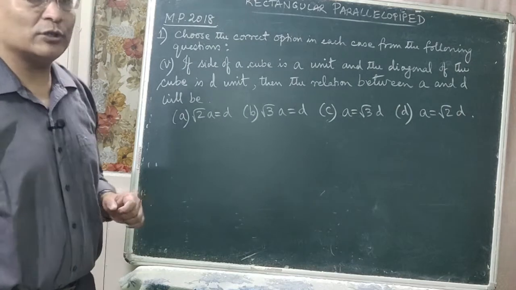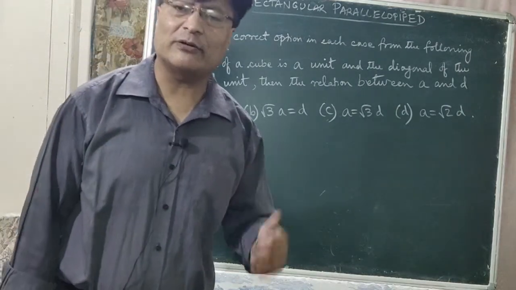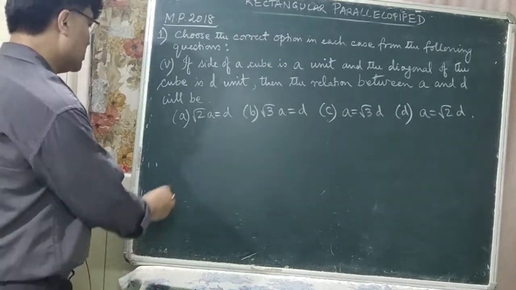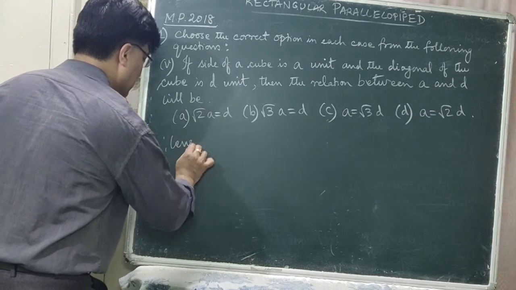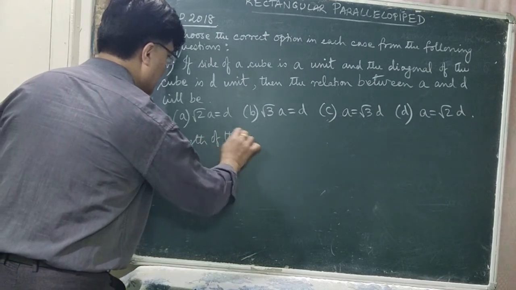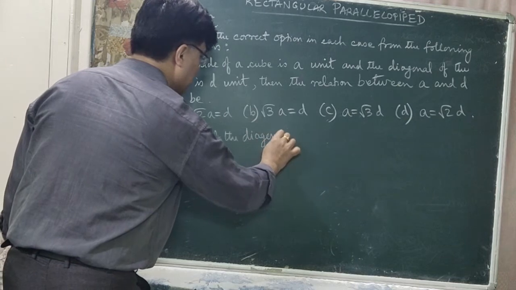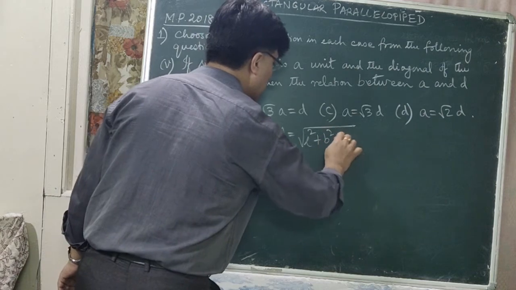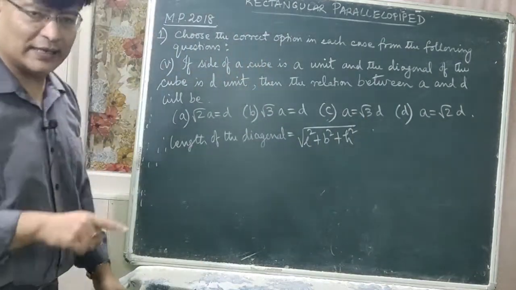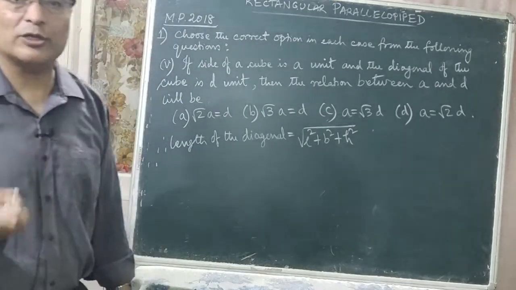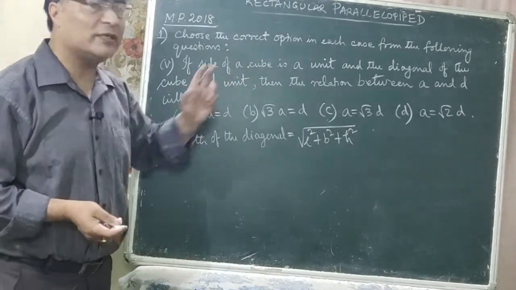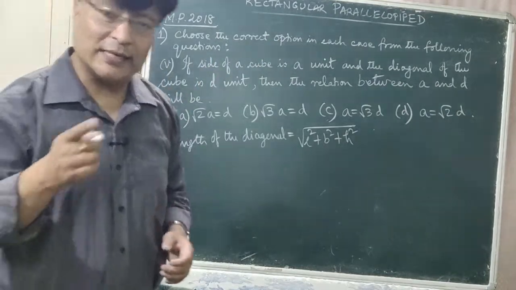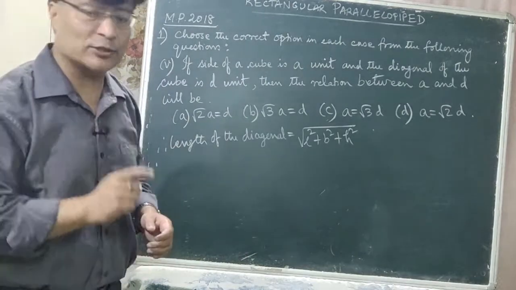Okay. So now you know how to find out the length of the diagonal of a rectangular parallelepiped. There was a formula, isn't it? The formula was length of the diagonal is equal to, what is the formula? It was root over L square plus B square plus H square. This is the length of the diagonal of the rectangular parallelepiped or cuboid. But in this case, cube is mentioned out here. So what is the length of each edge of the cube? That is your a unit. That is, length is also a, breadth is also a, height is also a.